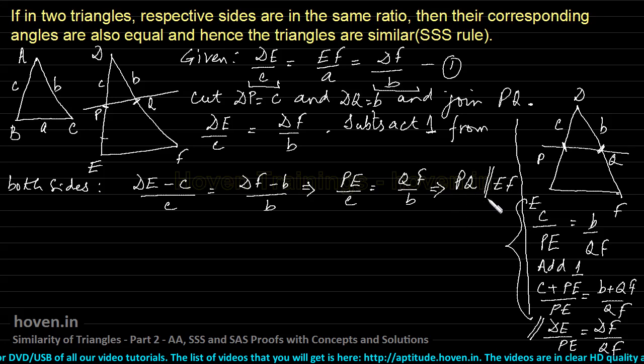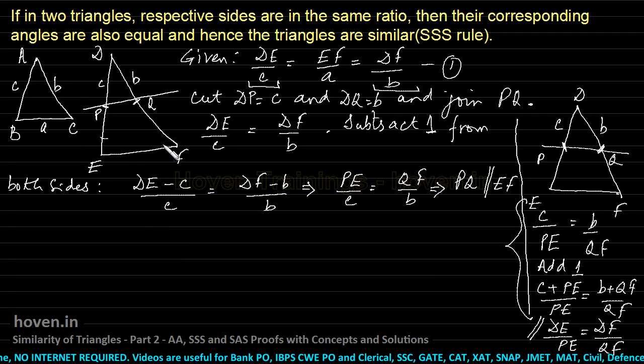This is by the basic proportionality theorem. If the two sides are in a proportion, same proportion, then the line connecting P and Q will have to be parallel to the third side EF. The objective of the entire story is to prove that angle A is equal to angle D, angle B is equal to angle E, angle C is equal to angle F. The whole objective is that.